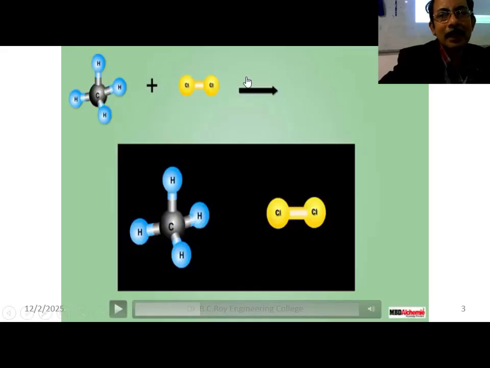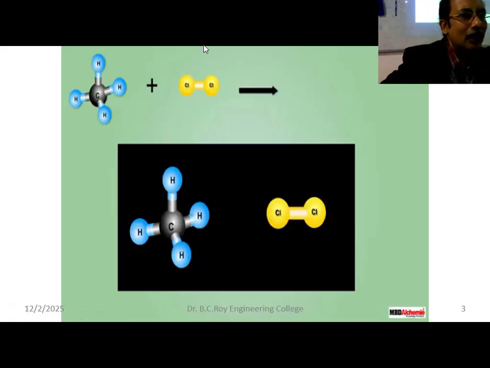Initiation, that is the starting point, triggering the reaction. Once the reaction is started, it does not need any further provocation. The reaction will automatically proceed. That is called propagation.